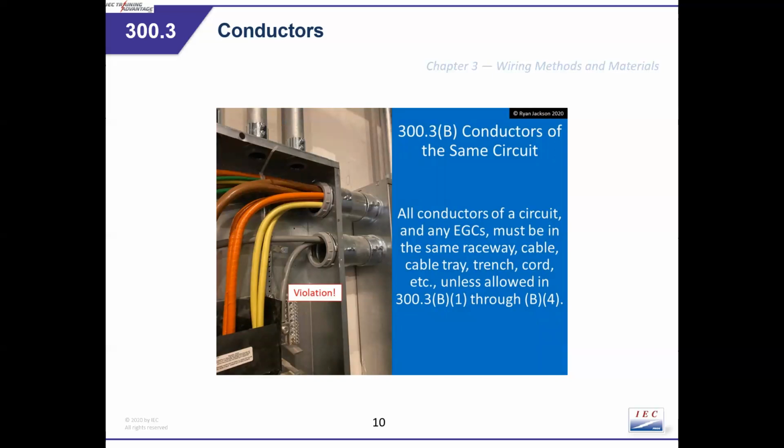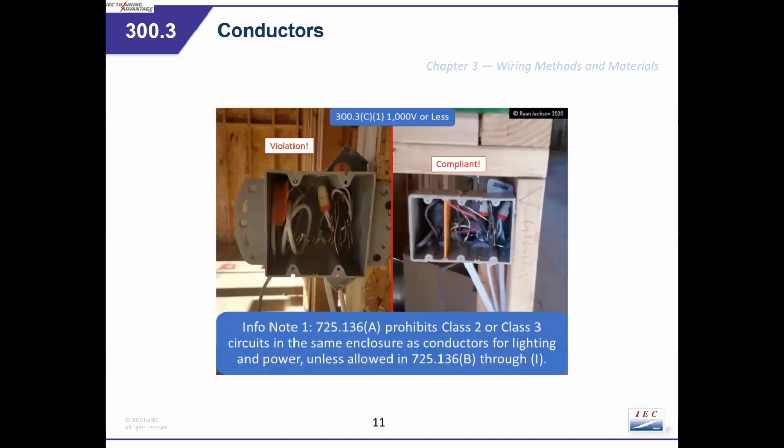300.3, conductors in the same raceway. All conductors in a circuit and any equipment grounding conductor must be in the same raceway, cable tray. We've already reiterated that. It's another example right there. Can't figure out why they would have separated the neutrals there, but they felt like it was necessary.